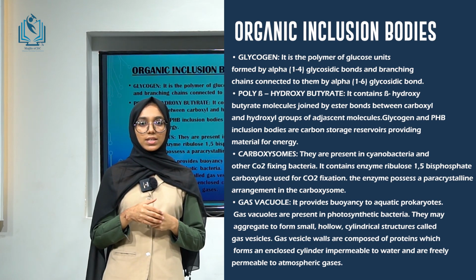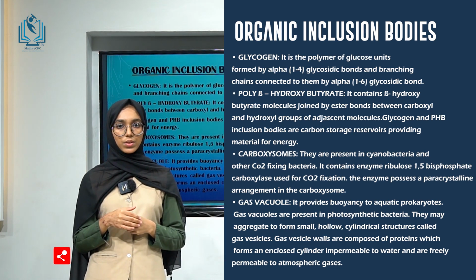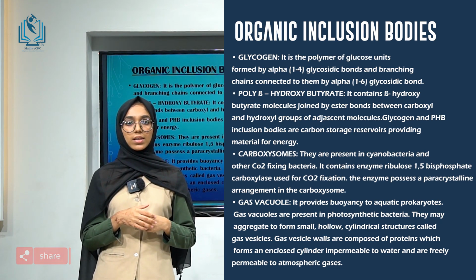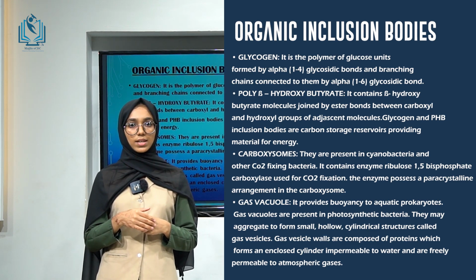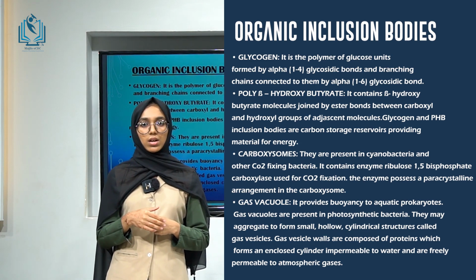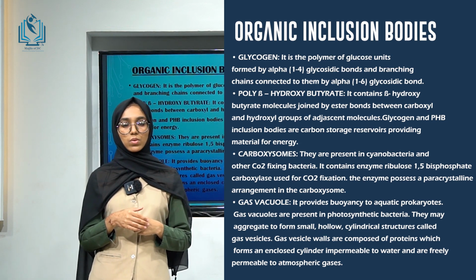Next we have carboxysomes. Carboxysomes are present in cyanobacteria and other carbon dioxide fixing bacteria. They contain the enzyme ribulose 1,5-bisphosphate carboxylase, which is used for carbon dioxide fixation. This enzyme possesses a paracrystalline arrangement within the carboxysome.